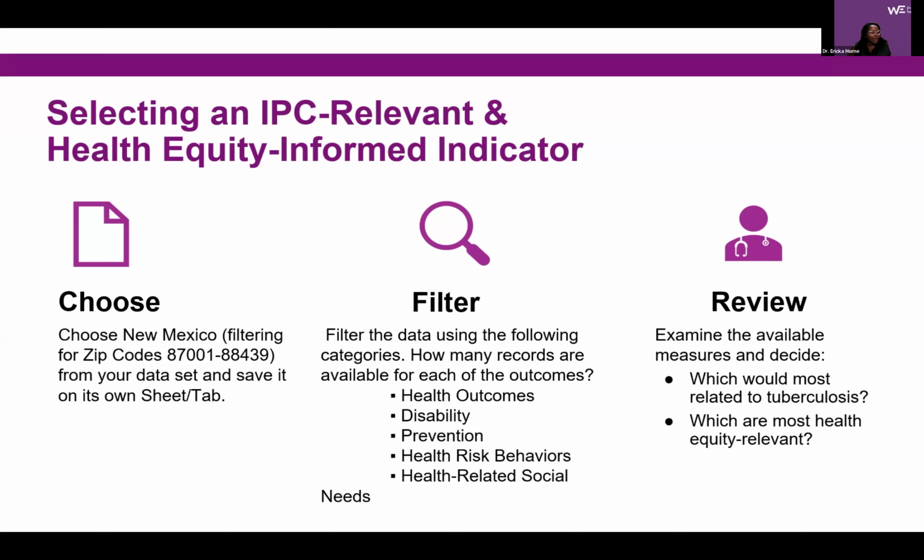You could place it in the chat or come off mute. What is the filter again, Erica? Health outcomes under category. Yes, 4067. That's what you should be seeing. Everyone should be seeing that. And how about, I'm just gonna pick another one, health-related social needs. How many records are you seeing for health-related social needs?